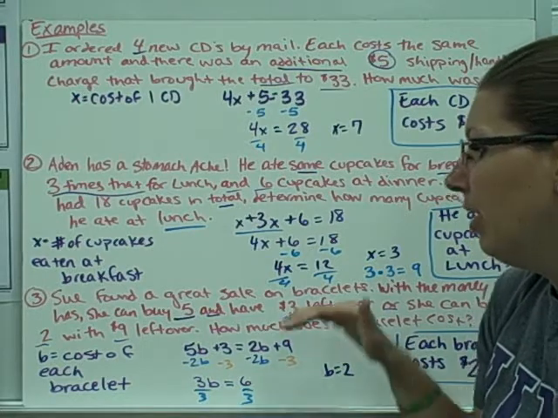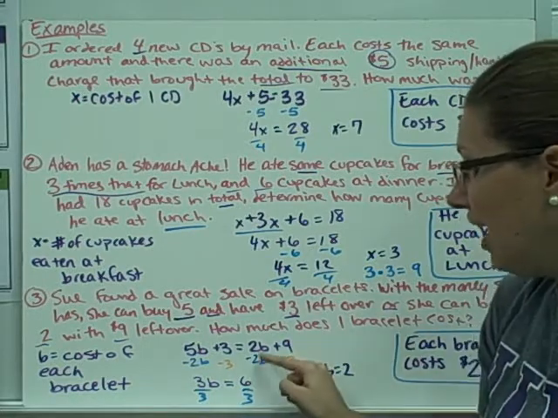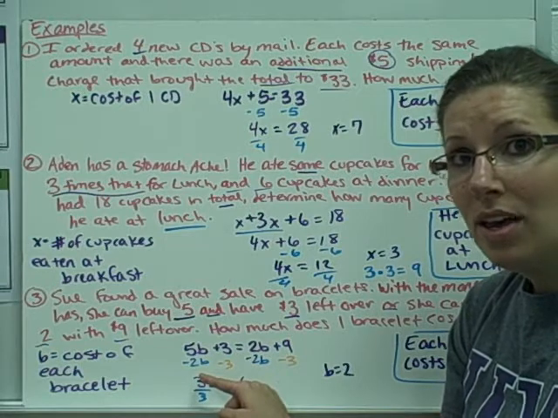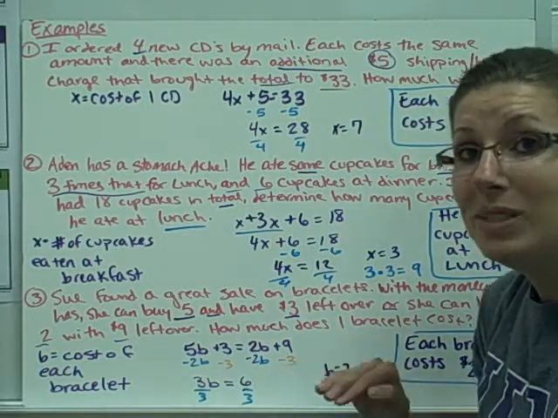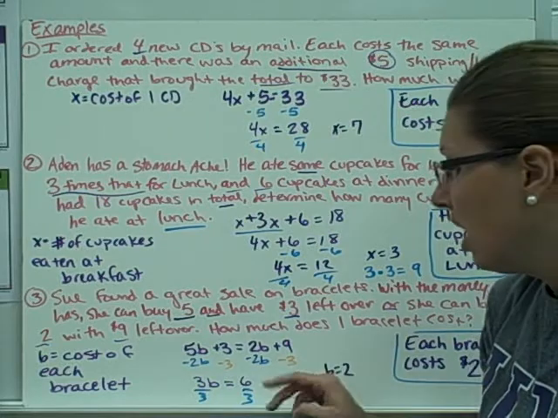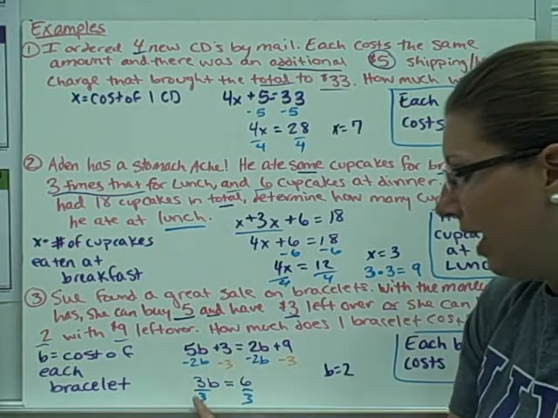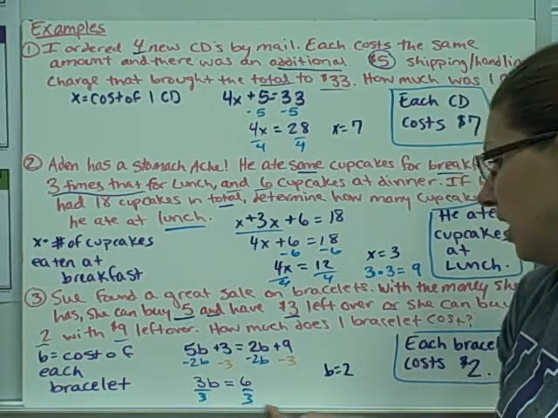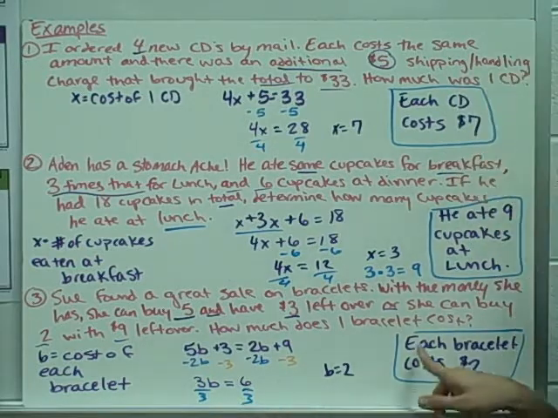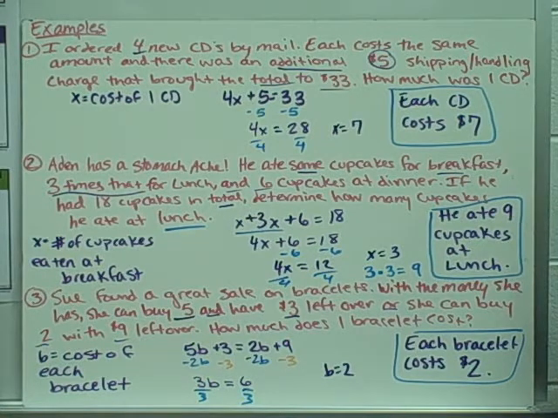Now I can go through and solve the equation. I actually subtracted 2B from both sides, and I subtracted 3 from both sides simultaneously, and that's okay. After I simplified, I get 3B equals 6, and I just divide both sides by 3. So B equals 2, which means each bracelet costs $2.